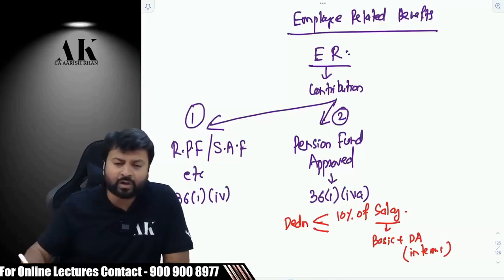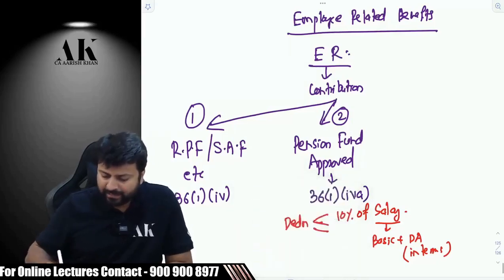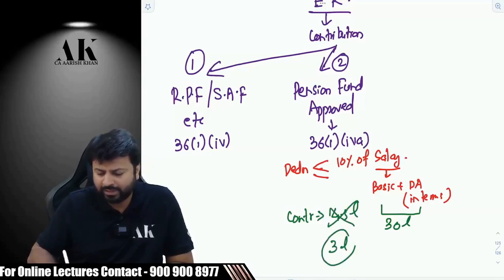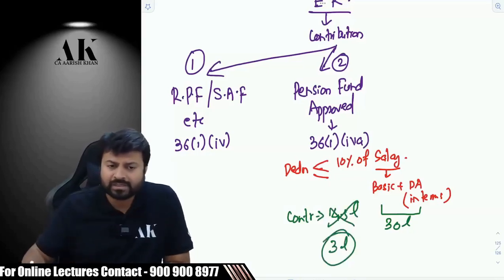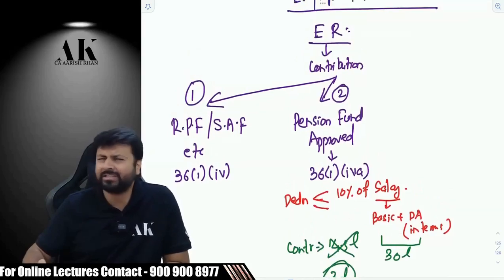So, your salary means what? Basic plus DA in terms. It means the deduction over here shall not exceed 10% of the basic salary plus DA in terms. For example, the basic salary and the DA in terms is 30 lakhs. If you are contributing 4.5 lakhs, you are not going to get 4.5 lakhs. You will only get 3 lakhs. That is 10% of your basic plus DA in terms. Is it clear to everyone? Please tell me.